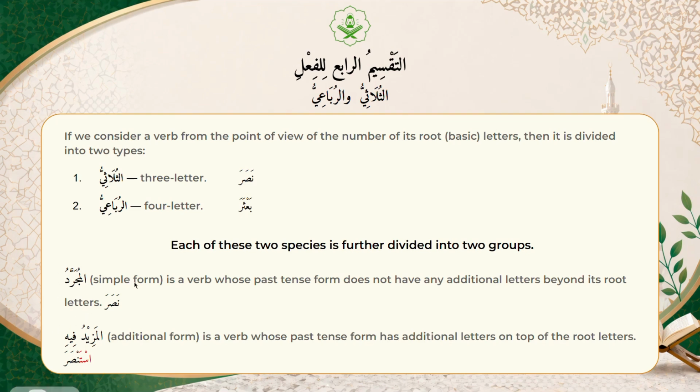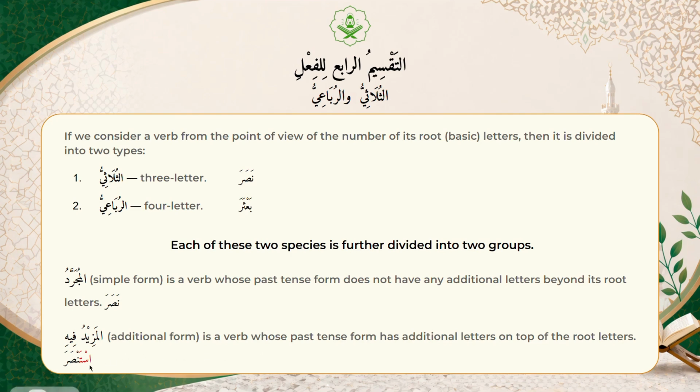مجرد is simple, so basically when it does not have any additional letters in its past tense. Remember, we look for added letters in the past tense, not the present or future tense. Like Nasara, right? It has only 3 root letters. It doesn't have any additional letters. And mazid fihi is additional. Both ruba'i and thulathi can have mazid fihi, basically additional letters in them.